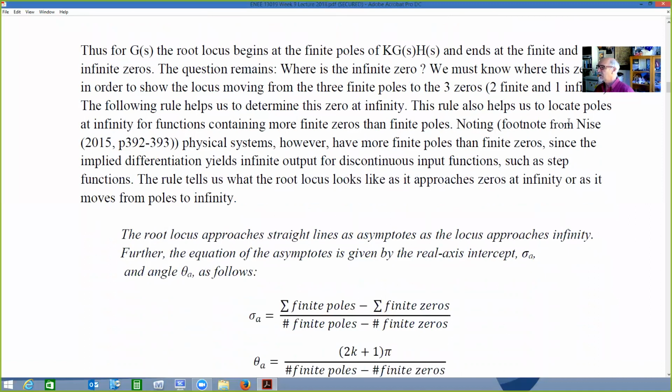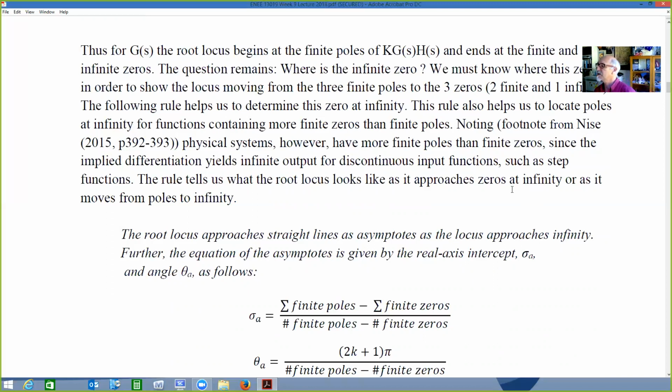Thus, for G(s), the root locus begins at those finite poles of G, that expression, the multiple K, again, G(s), the transfer function, times the feedback H(s), and ends at the finite and infinite zeros. So the question remains, where is the infinite zero? We must know where this zero is in order to show that the locus is moving from the 3 finite poles to the 3 zeros. Again, remember that's 2 finite and 1 infinite zeros.